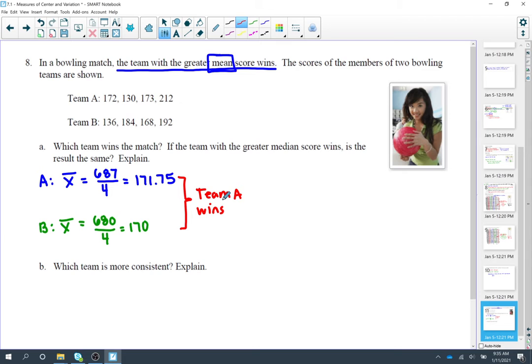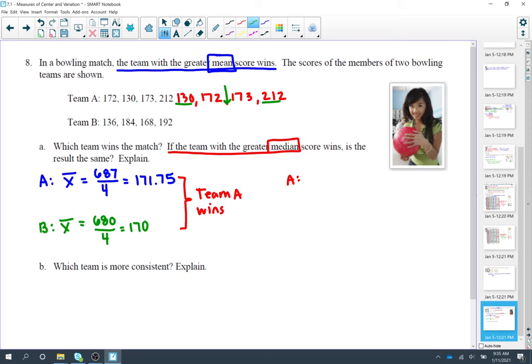Now, it's going to change here, and it's going to say, what if the team with the greater median score wins? Okay, well, we can figure that out. So the median for team A is the middle number, which means we have to first put the numbers in order from least to greatest. So I'm going to start with 130, 172, 173, and then 212. Then I'm going to find the median. So the middle number, and there are 2 in the middle.